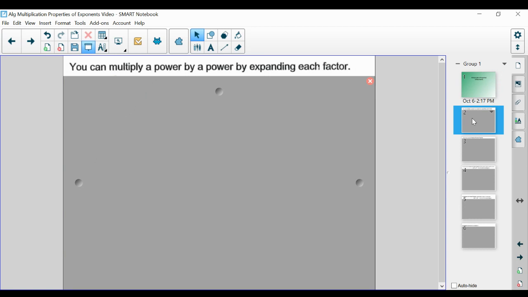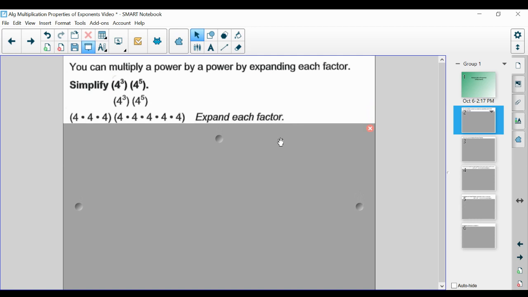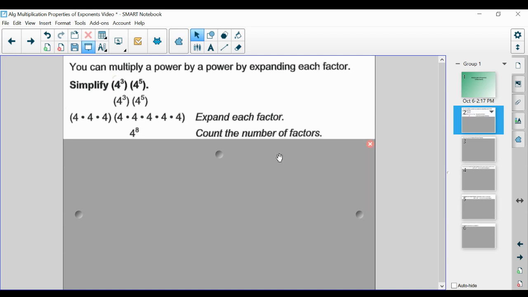So you can multiply a power by what is called expanding each factor. For example, if we wanted to simplify 4 to the third times 4 to the fifth, then we can technically rewrite it as 4 times 4 times 4. That's 4 to the third, times 4 times 4 times 4 times 4 times 4. That's 4 to the fifth. So we can expand each factor, and now we count the number of 4s that we see, and we see 8. So it would be 4 to the 8th.